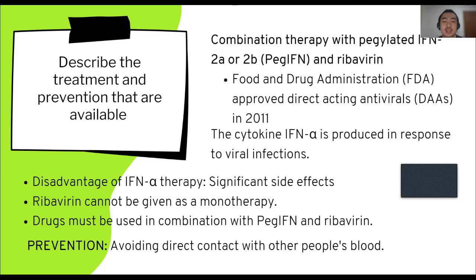Due to the high rate at which HCV resistance develops, ribavirin cannot be given as a monotherapy. Due to that, these drugs must be used in combination, and both these drugs have dramatically improved SVR rates in patients and treatment non-responders in clinical studies. Avoiding direct contact with other people's blood is the best way to avoid HCV infection.